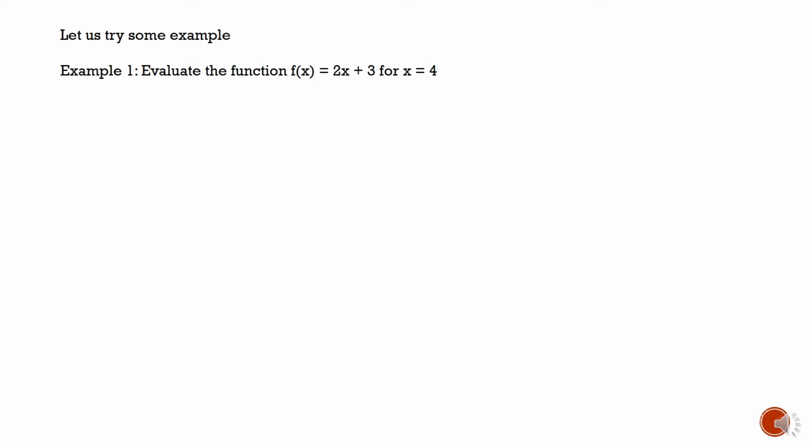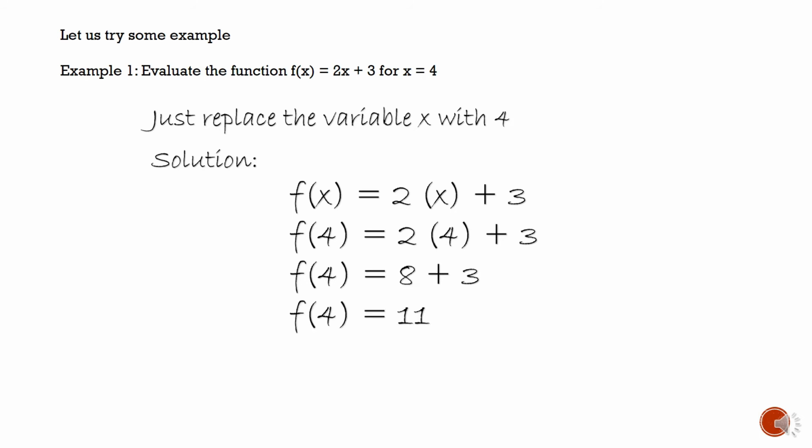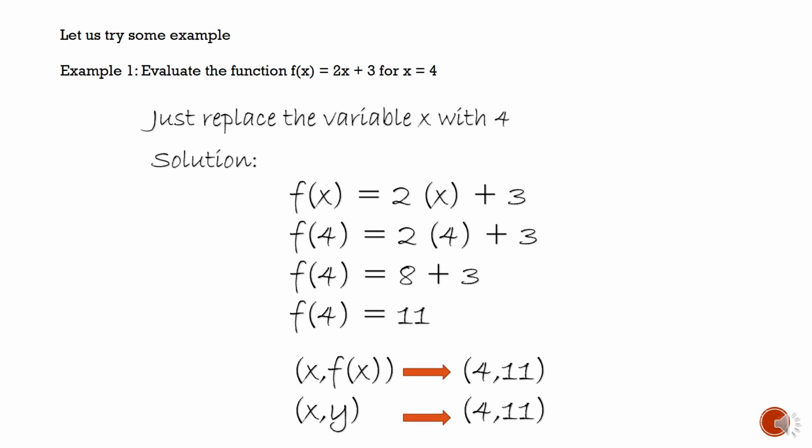Okay, just replace the variable x with 4 in the function f of x equals 2x plus 3. We have now f of 4 equals 2 times 4 plus 3. Simplify the expression. That will give you f of 4 equals 8 plus 3. Now, you sum up 8 plus 3, that will give you 11. So therefore, you can express it this way or this way. Okay, did you understand?